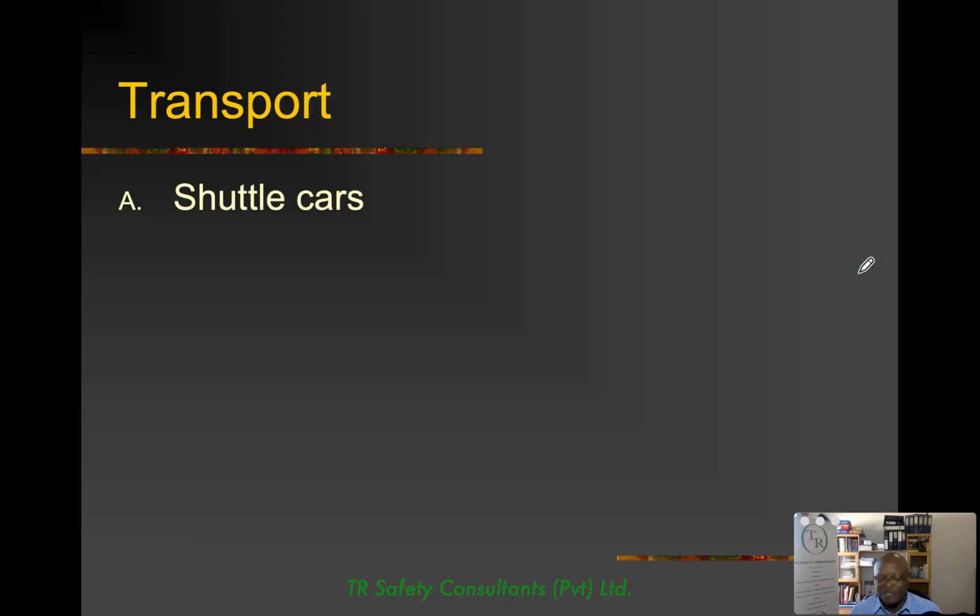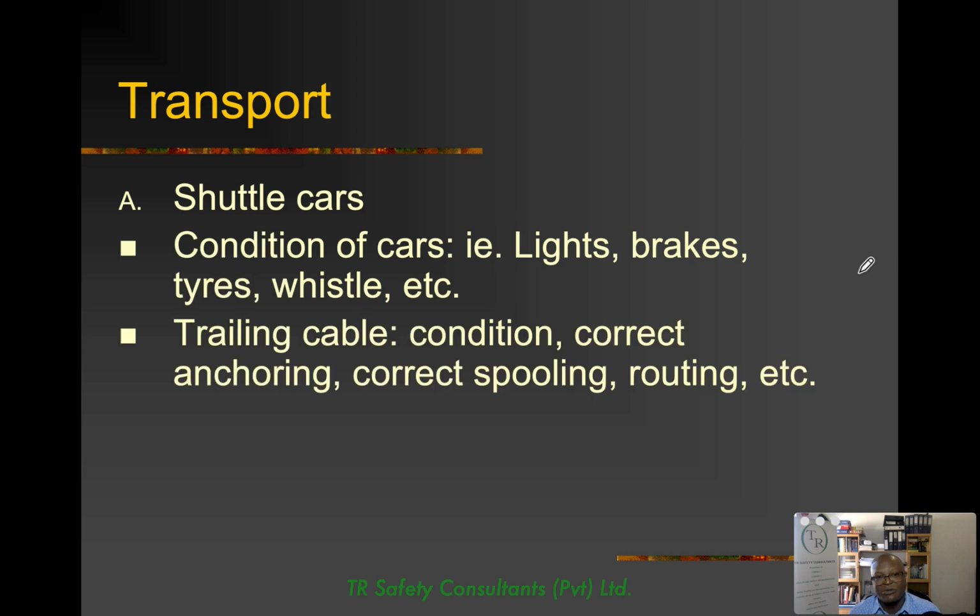In terms of transport, we use different types of transport. Shuttle cars. We need to check on the shuttle cars the condition of the cars itself. Does it have the lights, the brakes, the tires, and the whistle or the warning system, the gong to warn people around it? Because when it's moving there's always that gong sound to warn people around it.